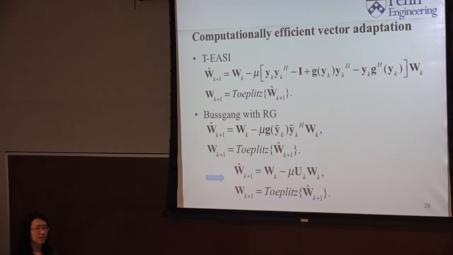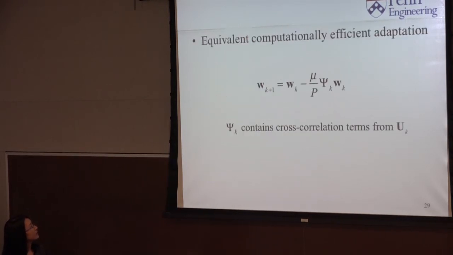Here it is a matrix adaptation, but we could also see that in each row of the matrix, the equalizer vector is contained and repeated in each row. So the next question is, can we come up with a way to update the vector only, which may reduce the computational complexity? In fact, it can, and the equivalent computationally efficient adaptation should be of this form. The phi matrix here contains correlation terms of the U. And I will show how to get the phi matrix from the U matrix.